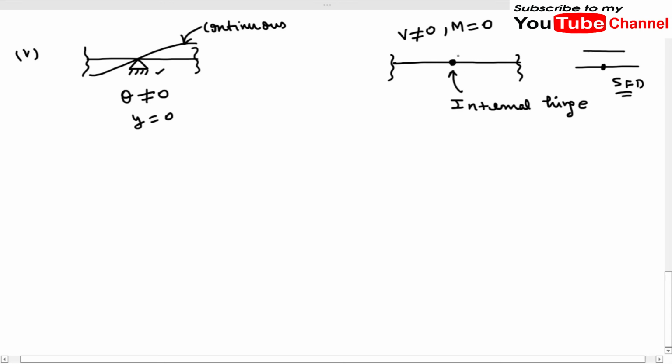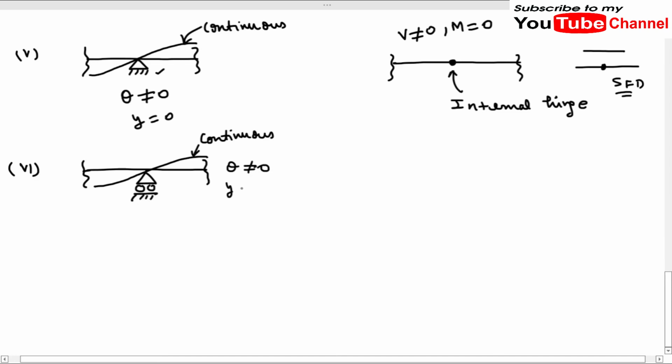So that's why this internal hinge satisfies all these three requirements. Now let us move on to our next type of support. Let us say we have a roller support. In a roller support we also have a continuous curve, and the other thing is that theta is not equal to zero and y is zero.